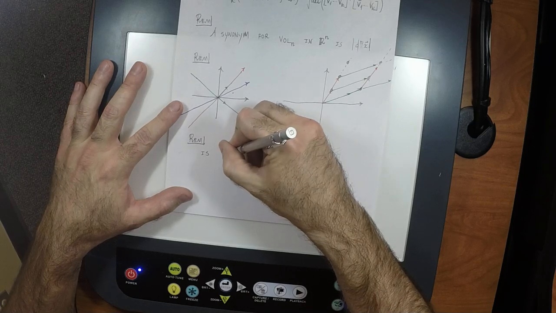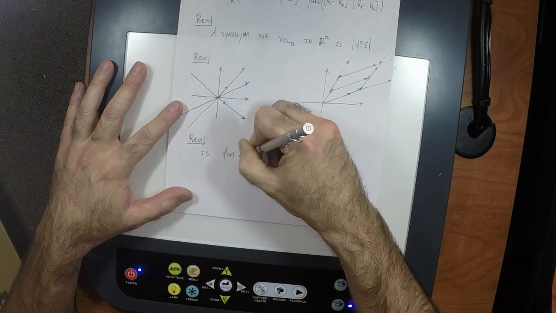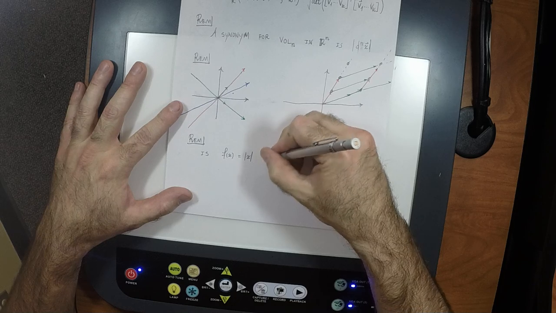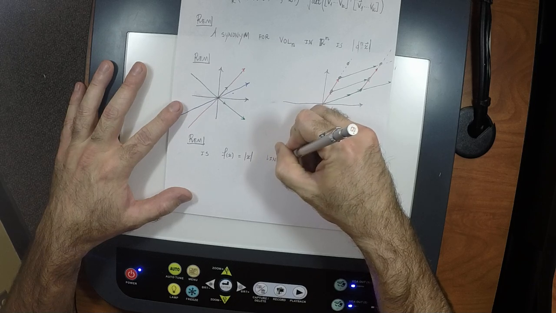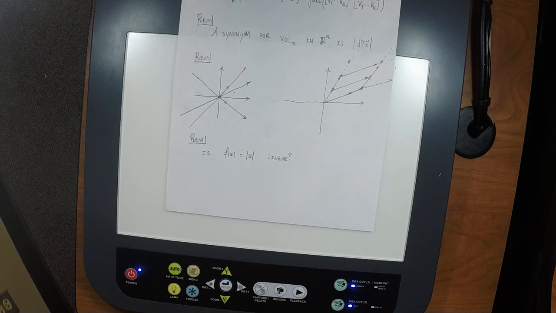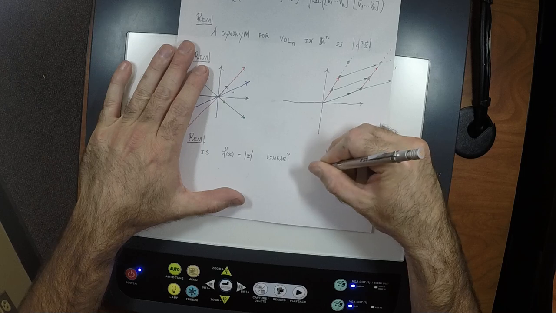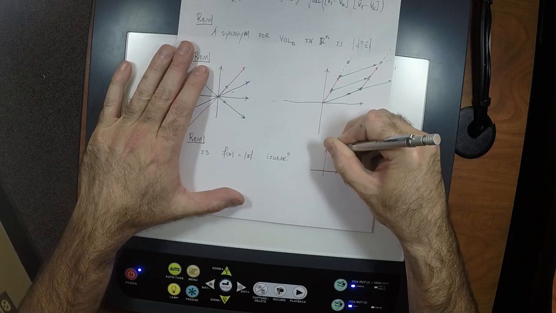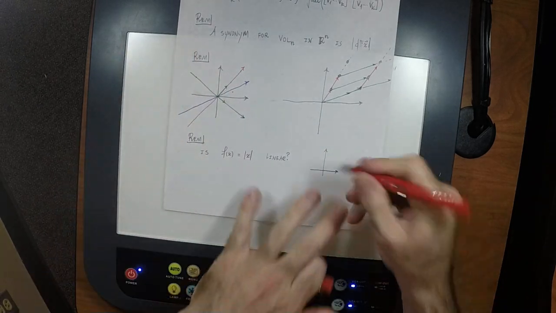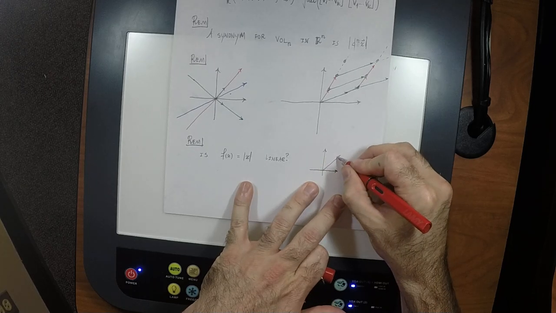Okay. So, here's the question. Is f of x equal to the absolute value of x linear? So is it linear? No, it isn't. There's a multitude of reasons why it isn't, right? So in the first place, let's consider its shape. If you look at its plot, then it looks like this.